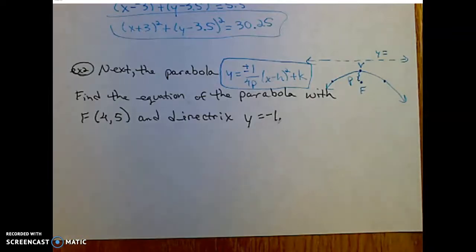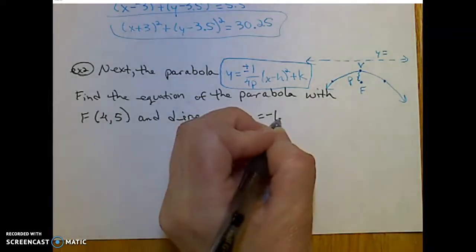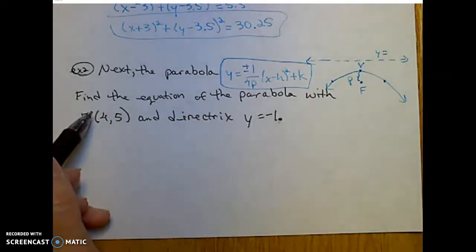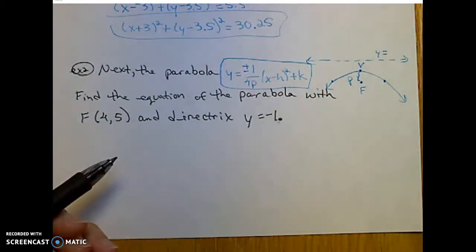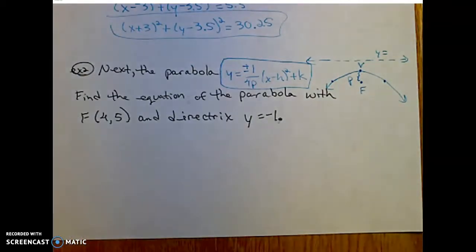If you can look for just a second, you're going to pause and find the equation of the parabola with a focus of (4, 5) and a directrix of y equals -1. Pause and try to find the equation of that parabola. Okay, let's see what you came up with.